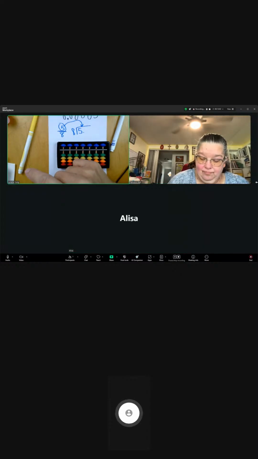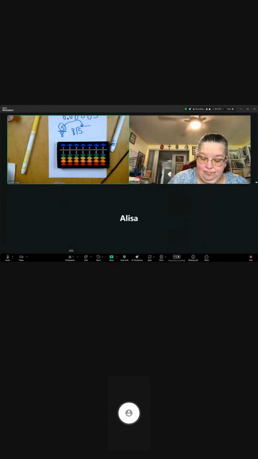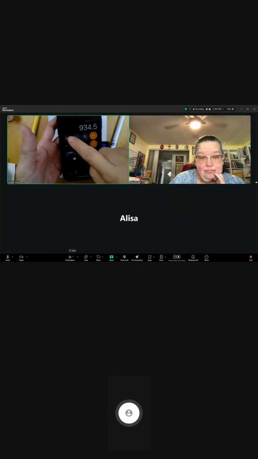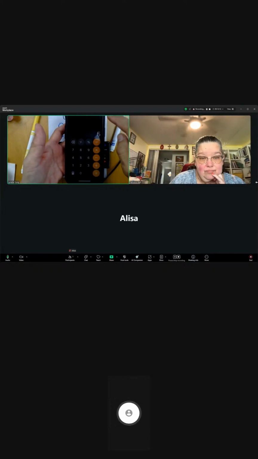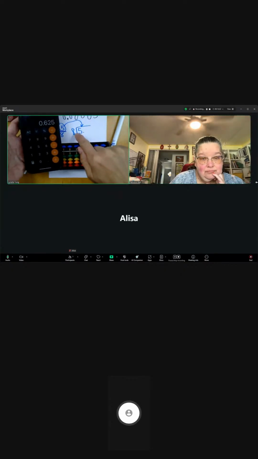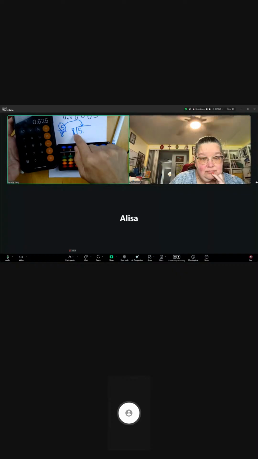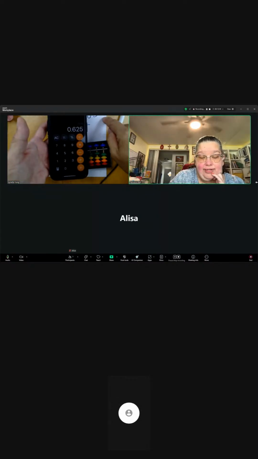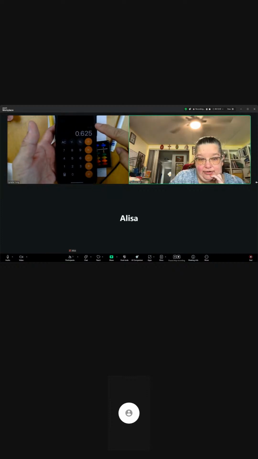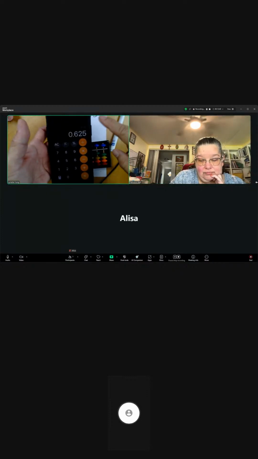All right. So multiplying with fractions. We know this is going to be 0.625, right? So that's what it is. So when we do it, that's how it looks. The denominator happens at the bottom. That becomes our divisor. Our divisor is our denominator. Our dividend is our numerator. Does that make sense, Alyssa?